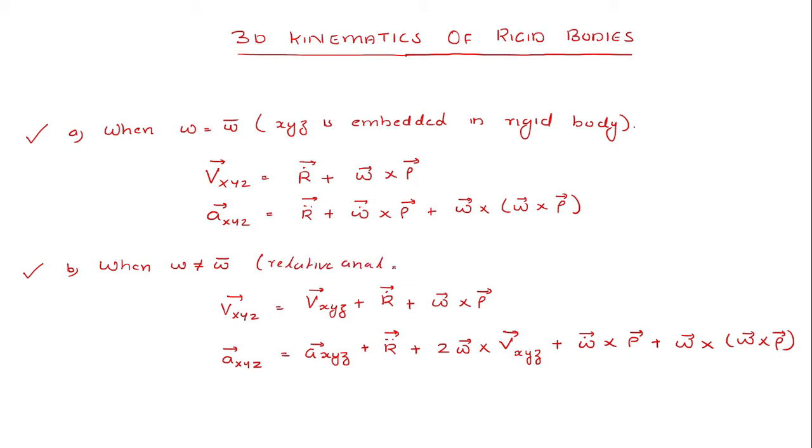where omega is not equal to omega bar. In this case also we had seen the equations of velocity and acceleration, and we had solved the problems. But the thing was that we had solved only planar problems. So in this lecture we shall solve one problem each for three-dimensional problems, the first case as well as the second case. We're not going for solving many problems here, just one problem each for each of these cases, and then wind it up.